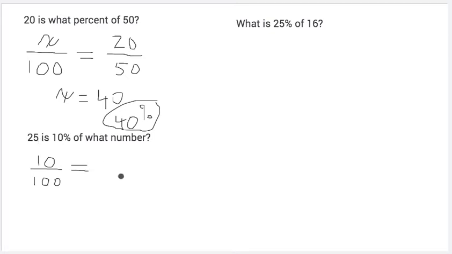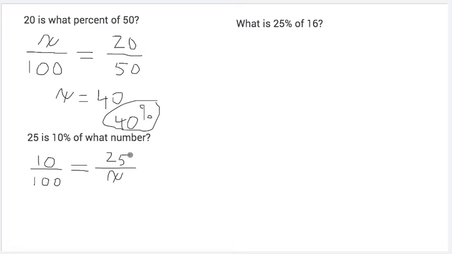And now we have to figure out the missing number. So how do we know where 25 goes? Well, 25 is 10% of what number? So the of part, that's the x, that's going to go down at the bottom, just like up here, that 50 went in the bottom because it was of 50. This is of what number? So that's the unknown. That's kind of an ugly x, but that's where it's going to go. That's better. Okay, and we'll put our 25 up here.